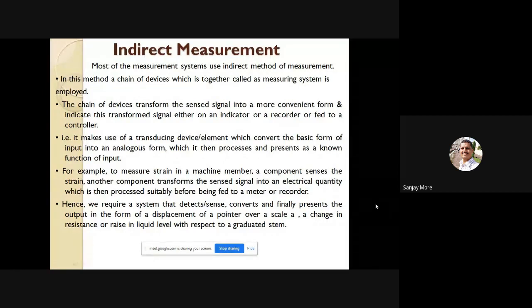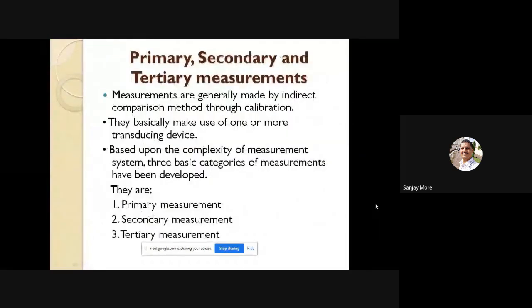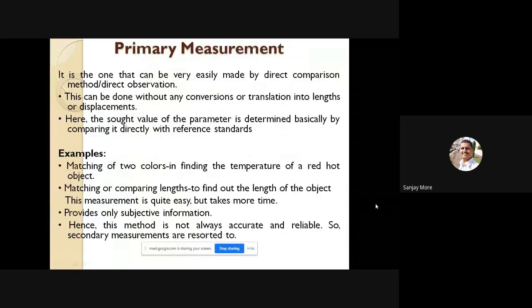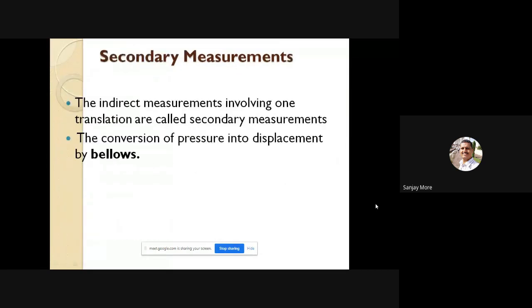For example, a Bourdon pressure gauge. Then primary, secondary, and tertiary measurement systems. A primary measurement is one easily made by direct comparison or observation, for example, matching two colors in finding the temperature of a red hot object. Secondary: indirect measurement involving one translation is called secondary measurement, for example the conversion of pressure into displacement.